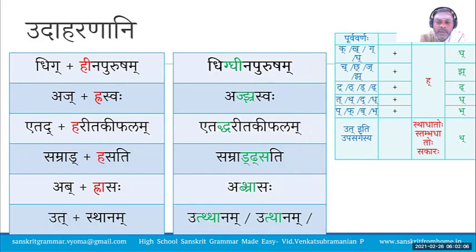Now dighina purusham, ajhrasvaha, yetadharita haritaki phalam, samradhasati, abhrasaha, utthanam. Actually, there is one more tha there. Ut, th, thanam, utthanam.